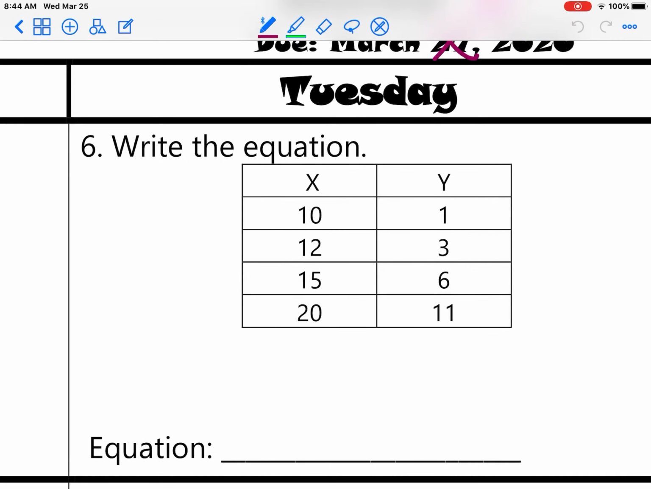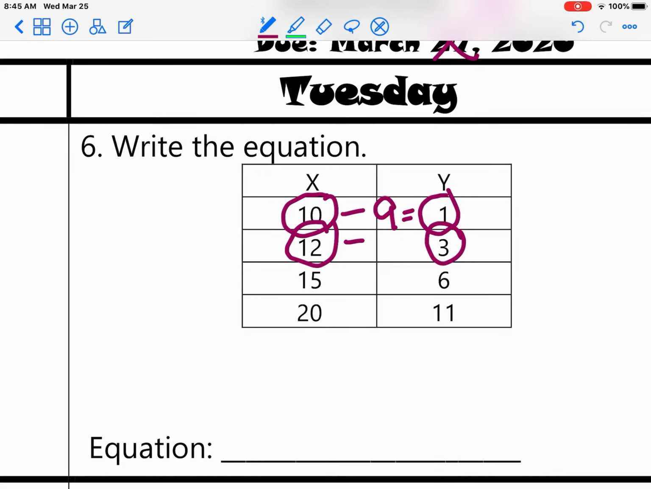We're on Tuesday, number 6. It says write the equation, which means figure out what's happening to x to create y. So we look at the first x. The first x is 10 and the y is 1. Could we be dividing by 10? Or maybe subtracting something? The second x is 12 and the y is 3. Oh, I definitely think we're subtracting something.